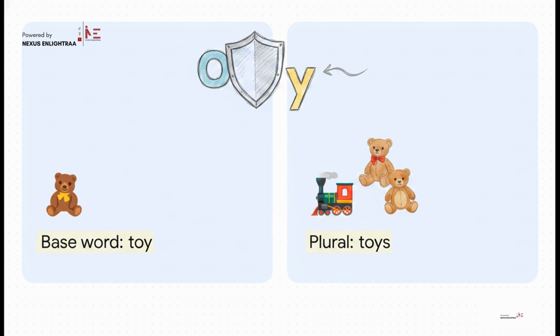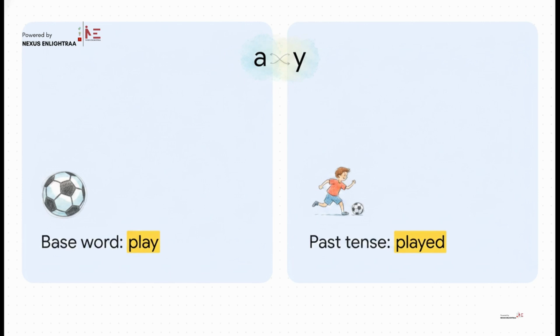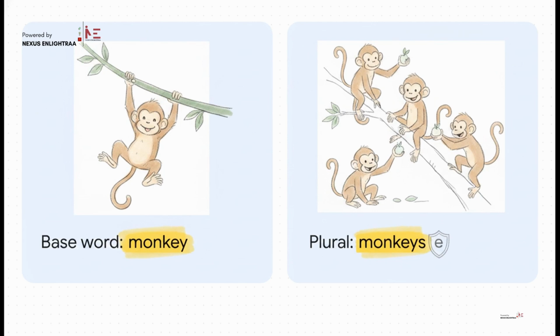Since O is a vowel, we just leave the Y exactly as it is and slap our S on the end to make toys. It's literally that easy. No letter swapping, no changing the root word at all. The vowel A is doing the exact same job in the word play. Because A is a vowel, it keeps the Y perfectly intact when we add ED for played. That vowel team A works together, and we definitely don't want to break up a good team just to add a suffix. Even with longer, multi-syllable words, the rule holds up perfectly.